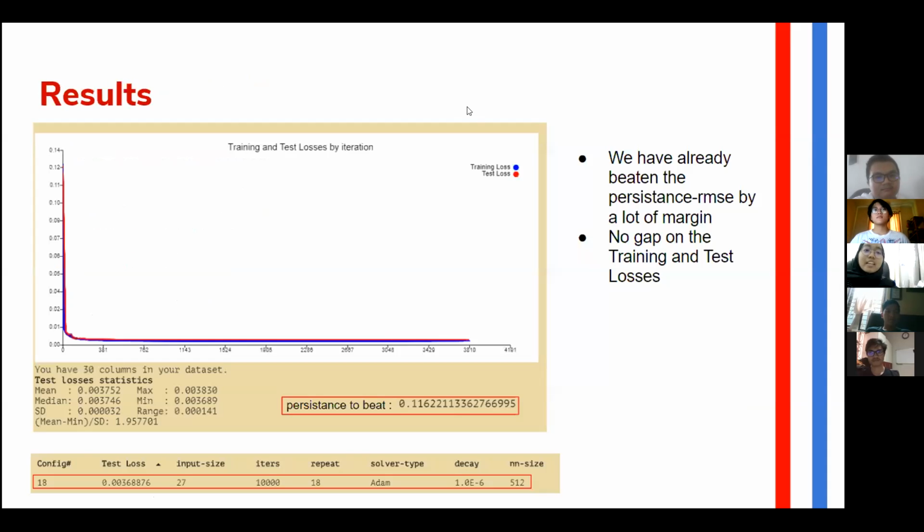Next, these are the results that we get. We have already beaten the persistence RMSE by a large margin. As you can see, the persistence to beat is 0.11, and we brought the test loss down to 0.003, so it is much better. And there's no gap between the training and the test loss, of course.